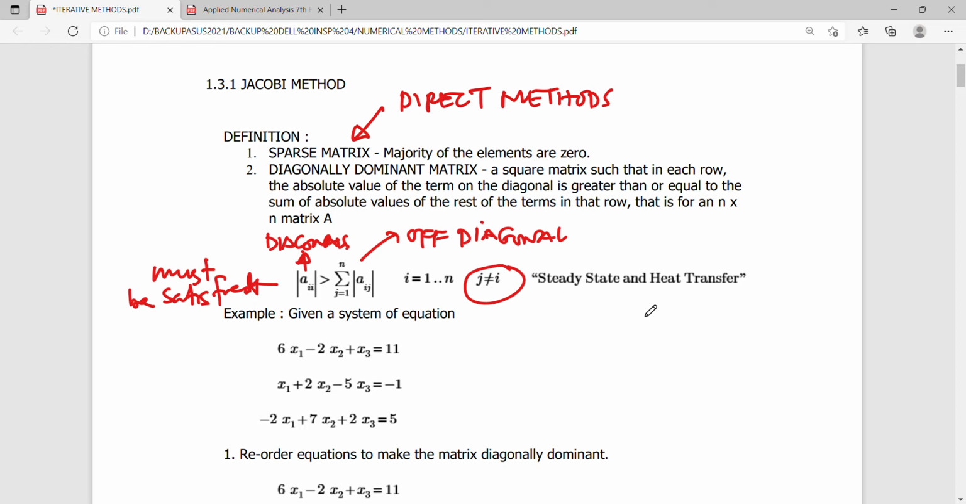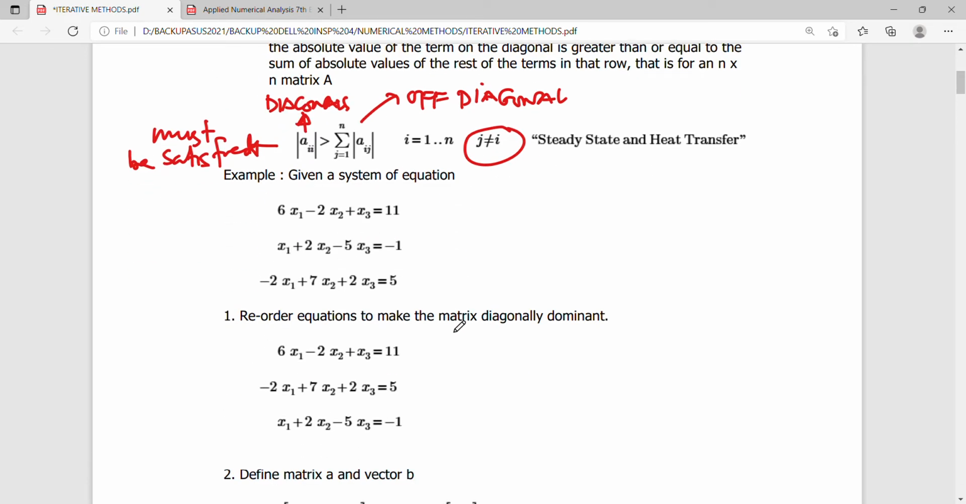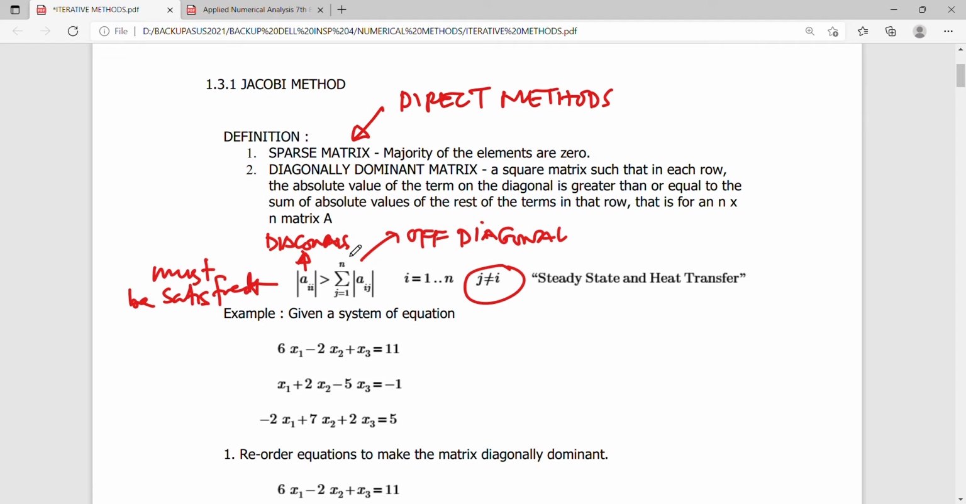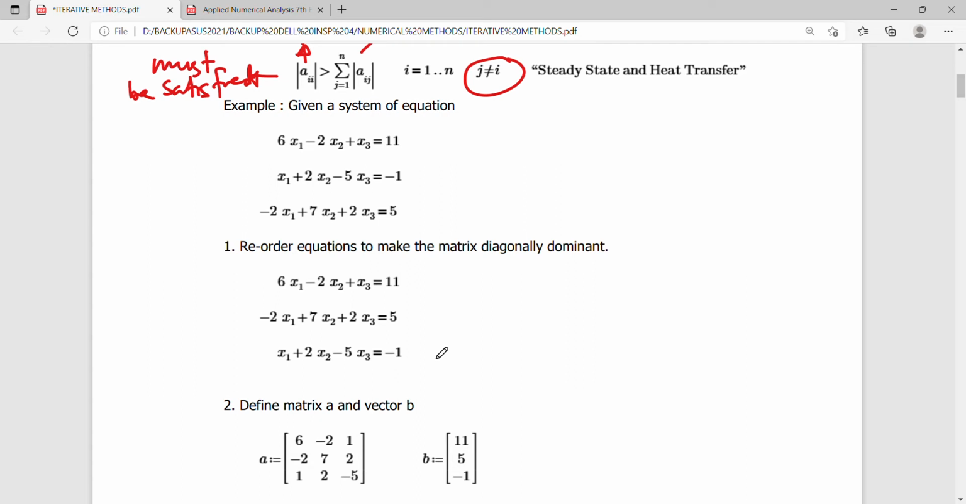So let's solve a problem given a system of equations we have used in the previous example and define the steps involved in solving the problem using the Jacobi iteration. So the first thing to do is to assure ourselves that the matrix is diagonally dominant by looking into the original arrangement of the system of equations. So the diagonals here are 6, 2, and 2, and we can say that there is some problem on row 3, wherein the diagonal entry, which is 2, is less than the sum of the two off diagonal elements, which is 7 plus 2.